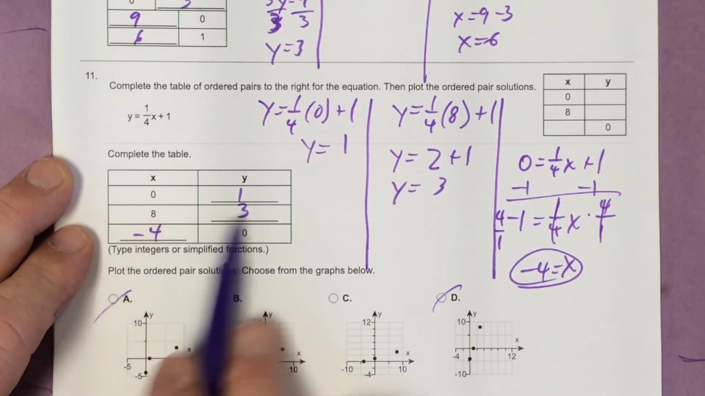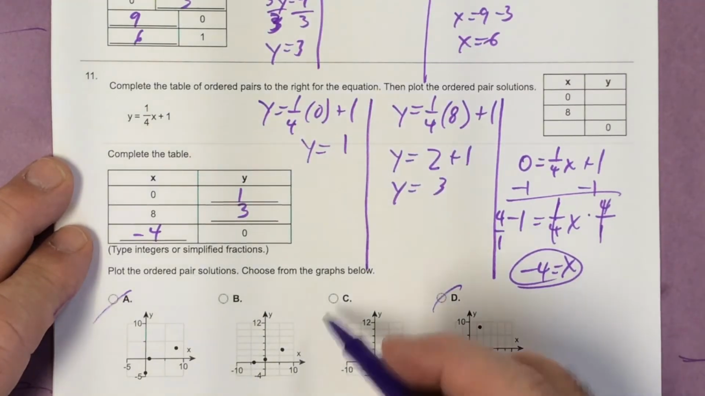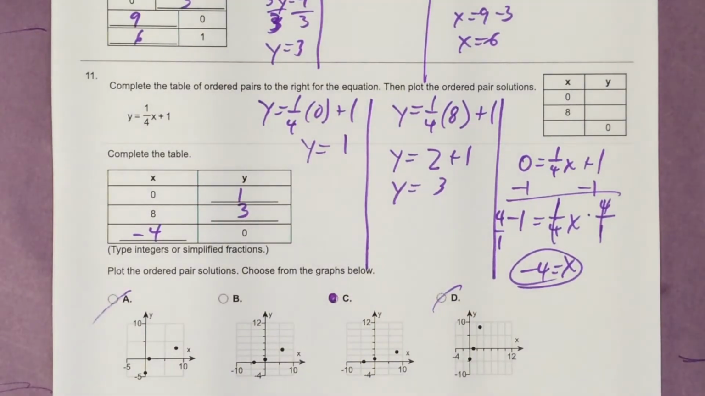But then the last point is 8, 3. So which one's closer to 8, 3? This one appears to be more like at 6, 4. 8, 3 is closer to here, so for that question, that's going to be choice C.